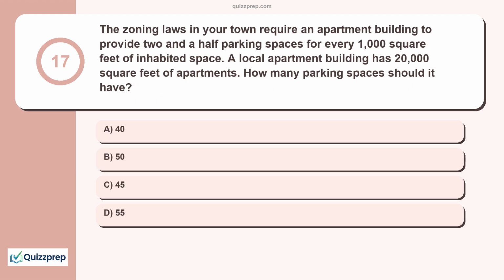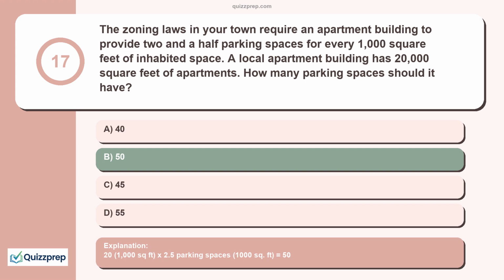Question 17. The zoning laws in your town require an apartment building to provide 2.5 parking spaces for every 1,000 square feet of inhabited space. A local apartment building has 20,000 square feet of apartments. How many parking spaces should it have? 40, 50, 45, 55. 20 (20,000 square feet divided by 1,000 square feet) x 2.5 parking spaces equals 50.